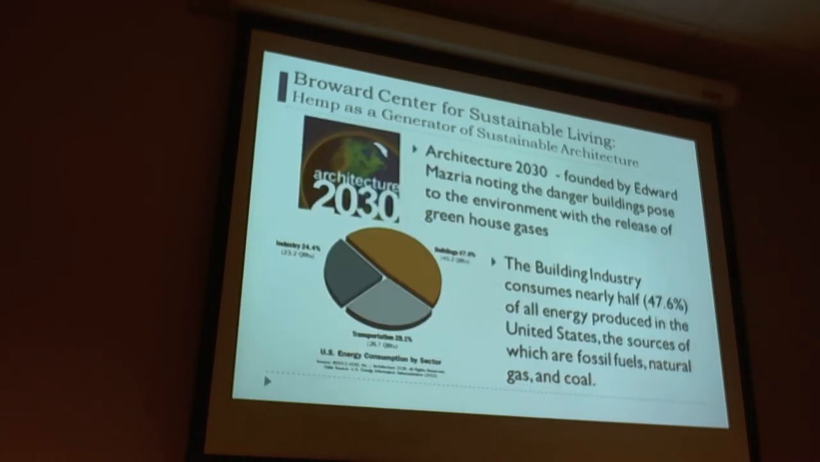We also take note of Edward Mazria, who took note of the dangers being imposed on the environment. He noted that 47.6% of all energy produced in the United States is used by the building industry. His goal for Architecture 2030 is for all new and renovated buildings to be carbon neutral by the year 2030. And I'm proposing hemp as one of the products that we use to achieve that goal.